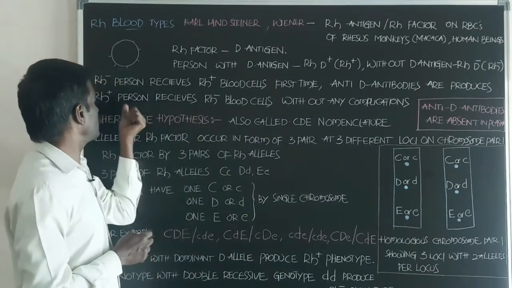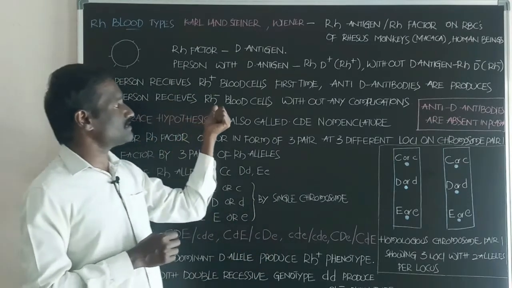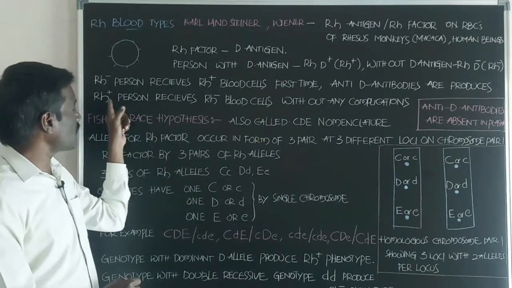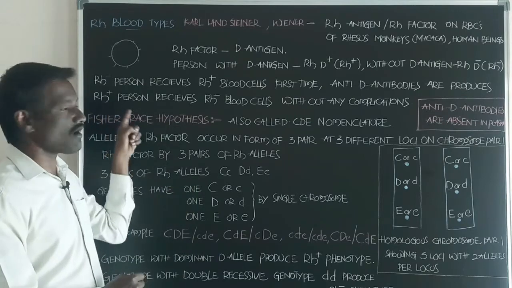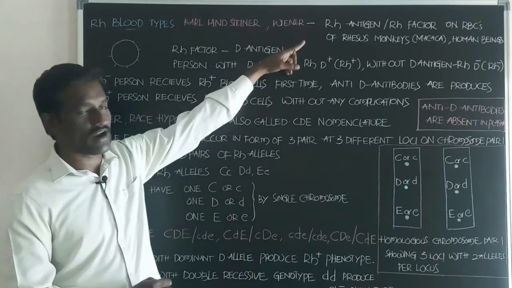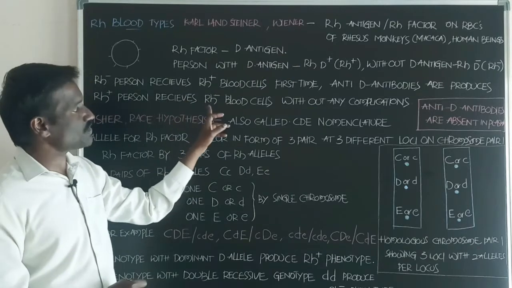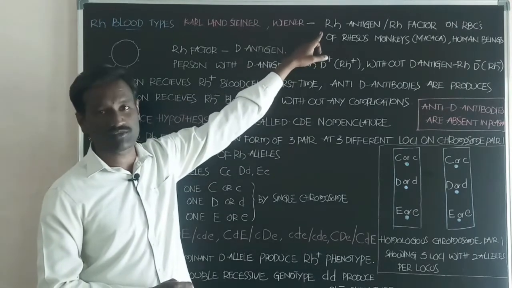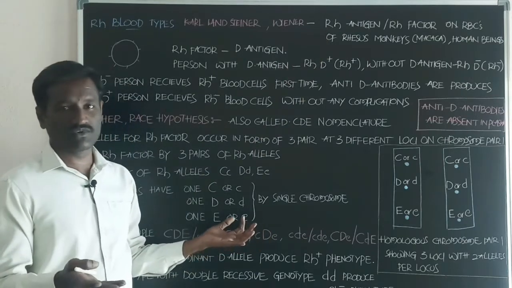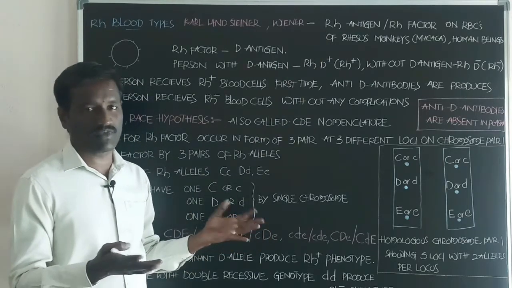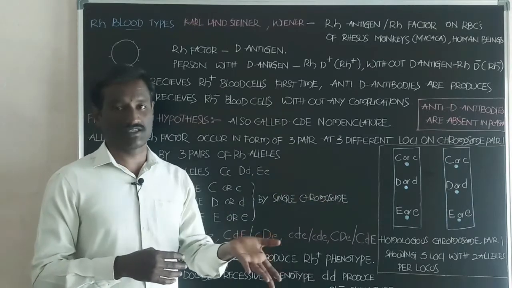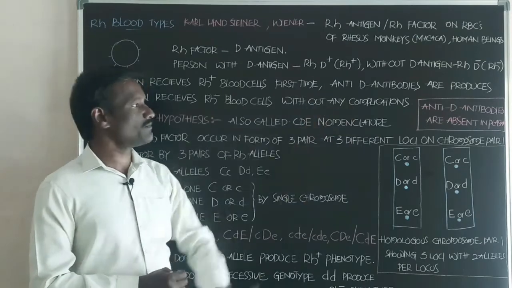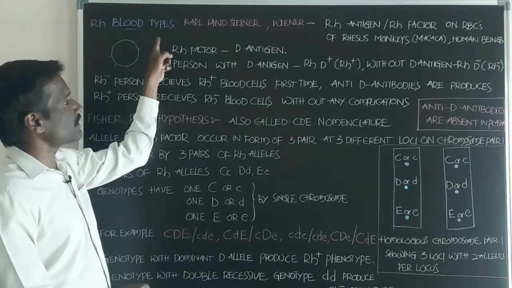Next, when an Rh positive person receives Rh negative blood cells: the Rh positive person has the Rh antigen, and Rh negative means the antigen is absent. Because the antigen is absent, there is no problem, and there are no complications. Okay, student, that is about the Rh factor.